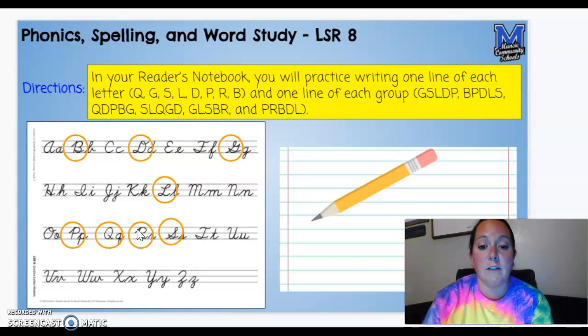Another row of uppercase cursive S, L, Q, G, D. Another row of uppercase cursive G, L, S, B, R. And your last row, uppercase cursive P, R, B, D, L. Submit to your teacher when finished.